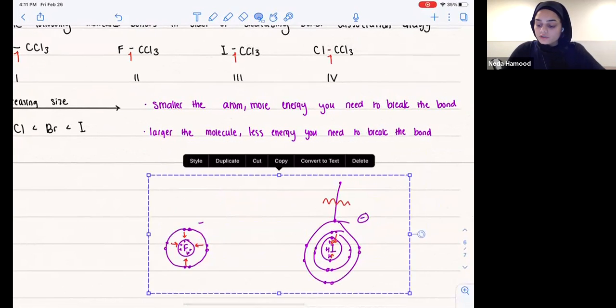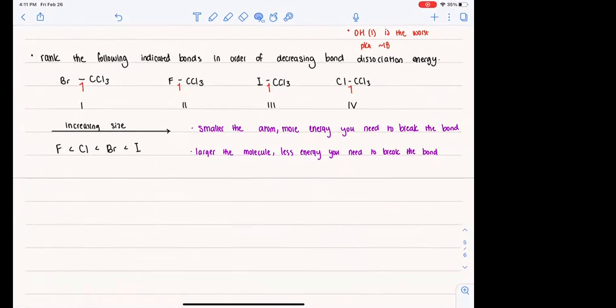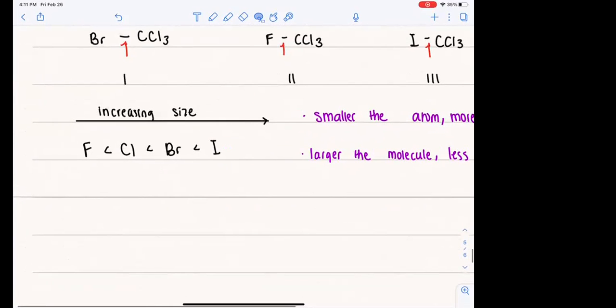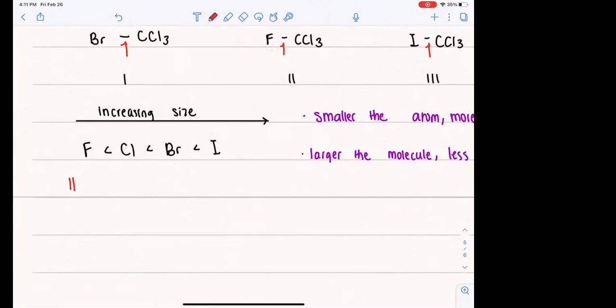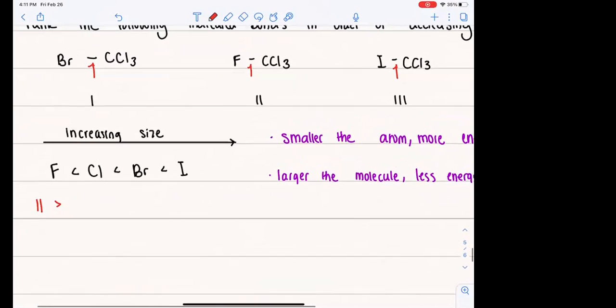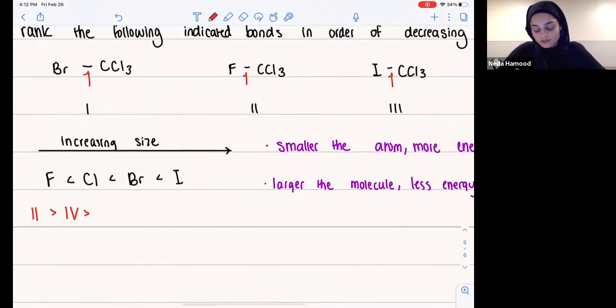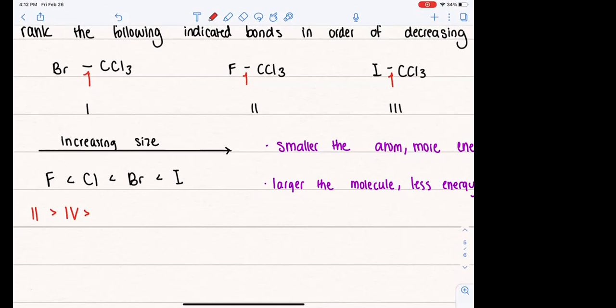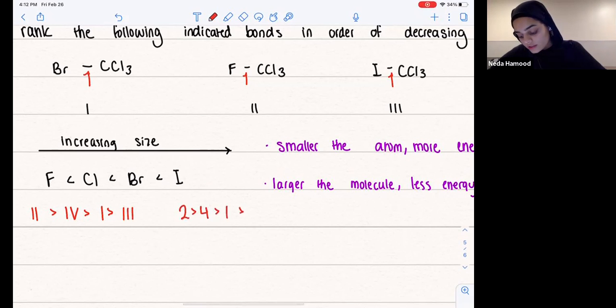So let me go ahead and get rid of this drawing right here. With this information, what do you think the answer is going to be? Would it be fluorine? Fluorine is the first one, the smallest. And then after fluorine would be chlorine, and then bromine and iodine. So the answer would be 2, 4, 1, 3.